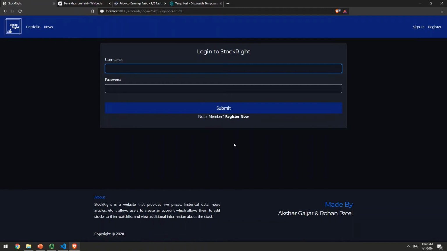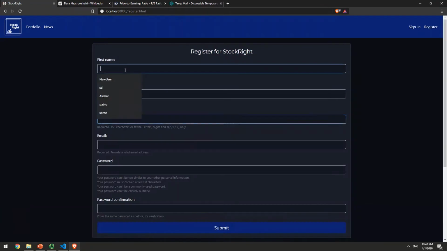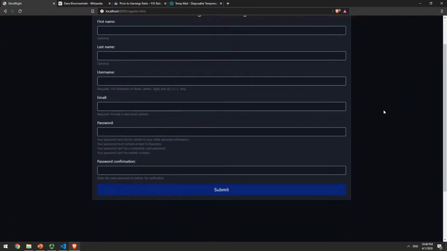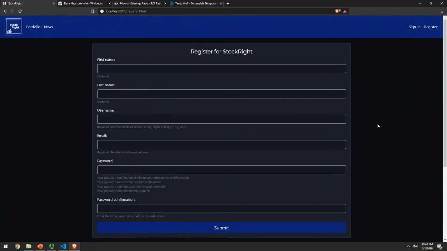So it's asking me to log in. I'm not a member yet. Register now. So let's create an account. Now this is the register page. It tells you exactly what you need to know. So you want to put in first name, last name. Those are optional. Required is username, 150 digits, email, password confirmation.